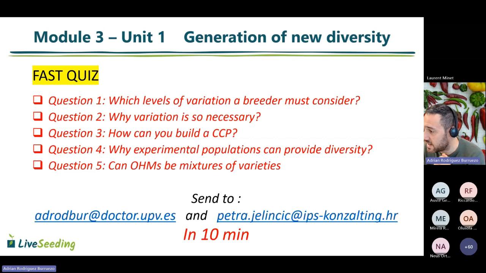And can OHMs be mixtures of varieties? Not. Organic heterogeneous materials cannot be mixtures of varieties. OHM, organic heterogeneous materials, can come from composite cross populations as a starting point, and then several generations of breeding, but they cannot be mixtures of varieties. Good.